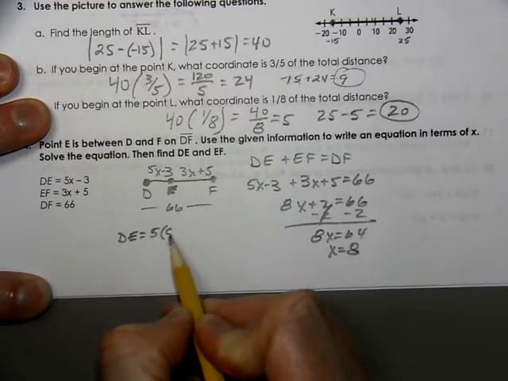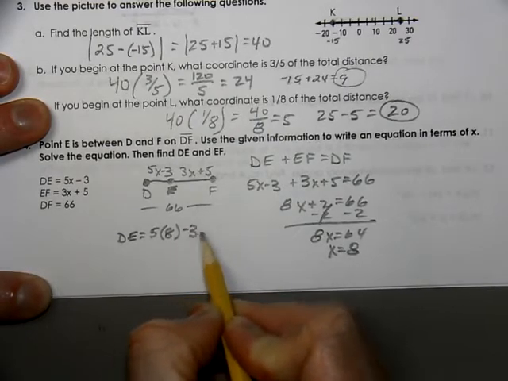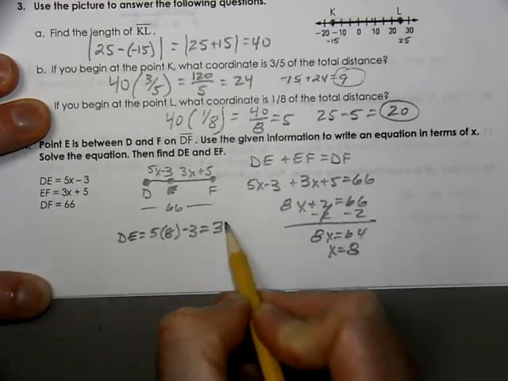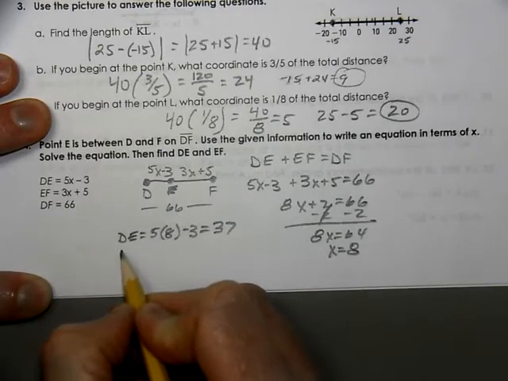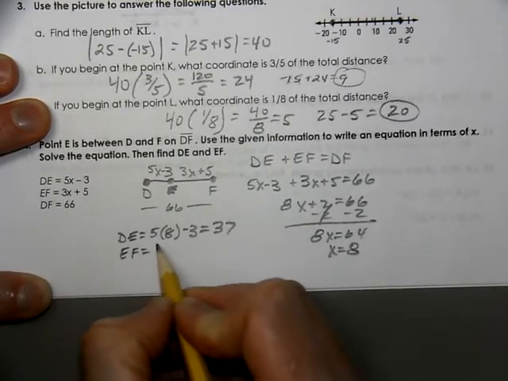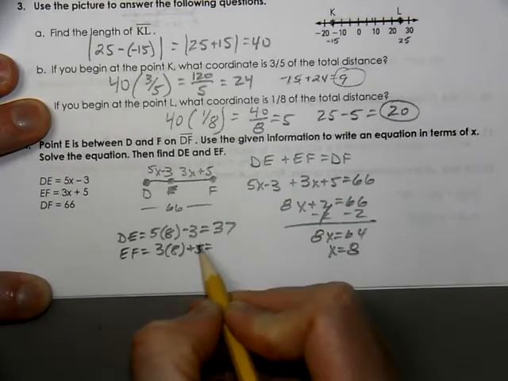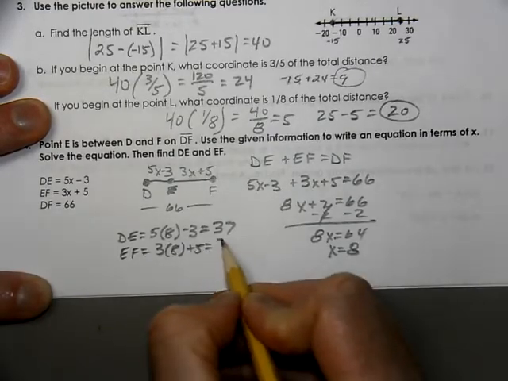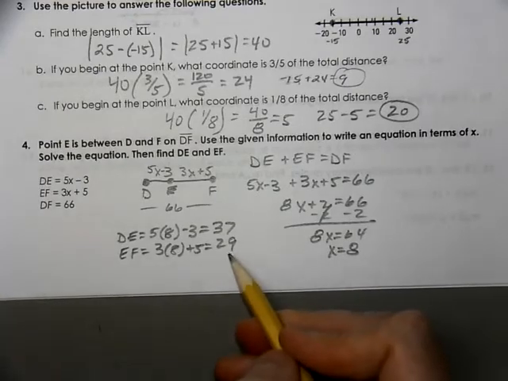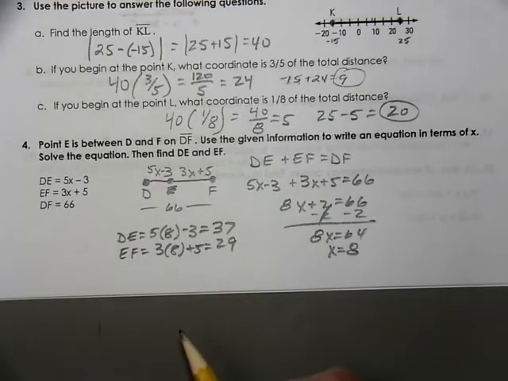is 5 times 8 minus 3. 40 minus 3 is 37. EF is 3 times 8 plus 5. 24 plus 5 is 29. Together, that equals 66.